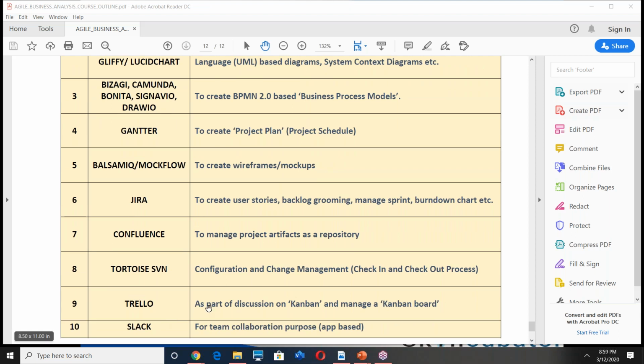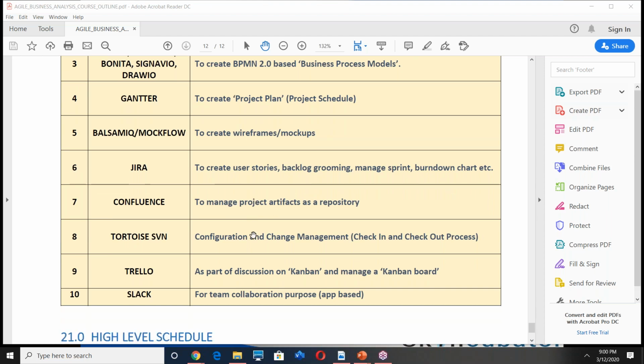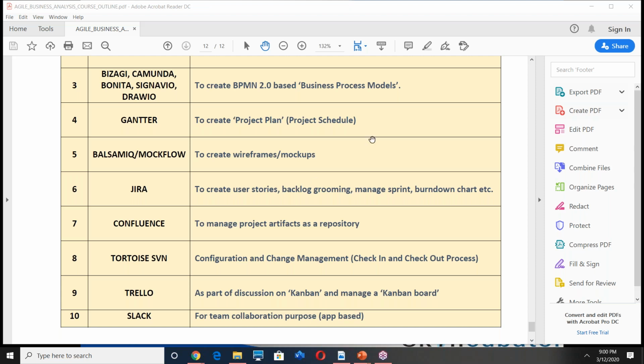For Kanban, I have another tool called Trello, which I like to use alongside Jira, because many of the projects use Trello to do their processes if they are following Kanban. And then Tortoise SVN for configuration management, check-in, check-out, and version controlling, we'll use that. That's pretty much what we will be using as part of the tool stack.